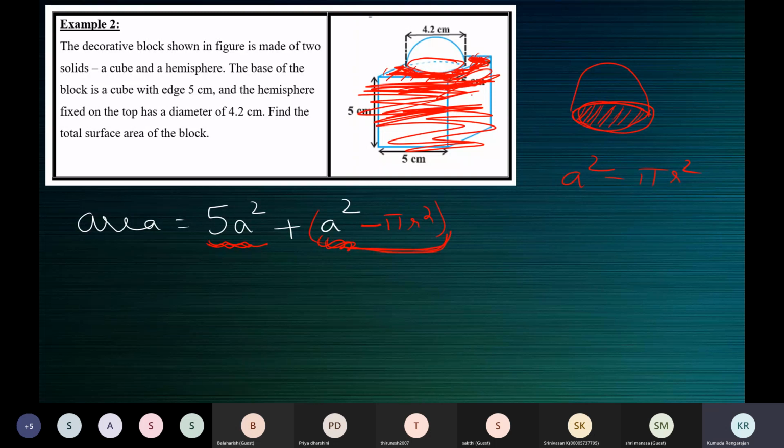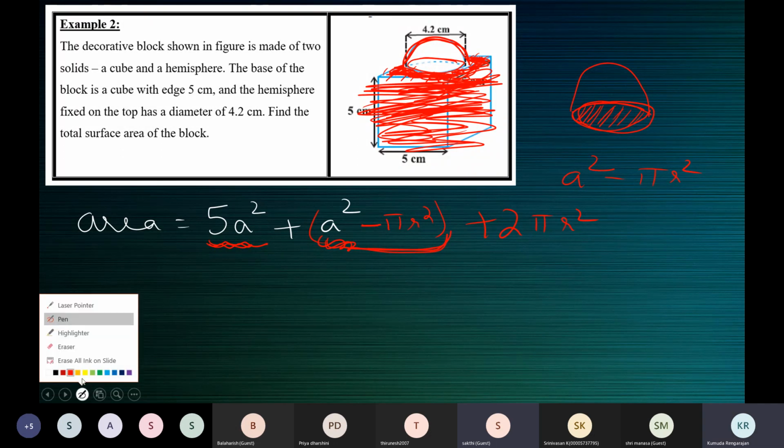Now there is something still not painted red. This is only 5a square. It's painted red. And this is only a square minus pi r square, that's also painted red. Now this portion is still not painted red. That is the CSA of the hemisphere. So plus the CSA of the hemisphere, 2 pi r square. So break down the area into 3 portions.